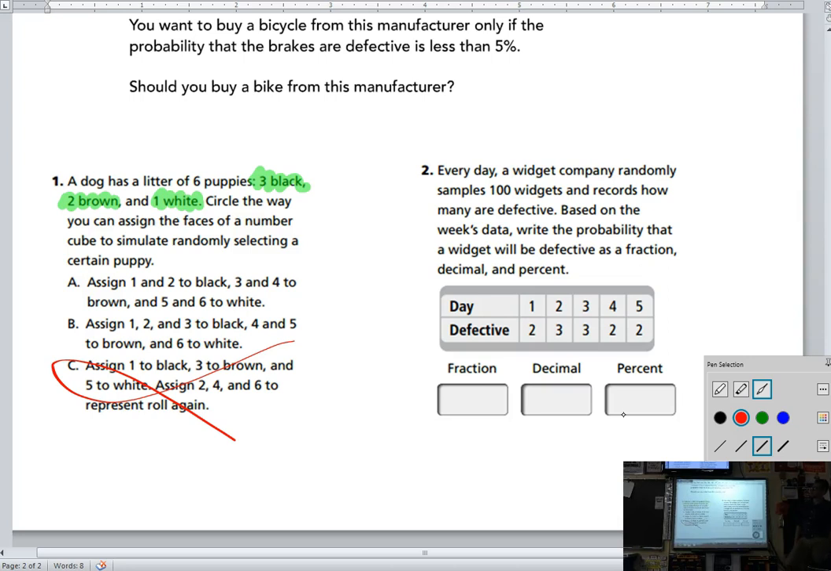So A says assign 1 and 2 to black, 3 and 4 to brown, 5 and 6 to white. Just split them up. Black, brown, white, give them both 2. No, because then they still have an equal chance. So then they all have a what chance? Equal. What would their chance be? 2 out of 6. Which is? 1/3. So then they'd all have a 1/3 chance, which is not true according to our data. And again, throw it out. B is the only option that makes sense.